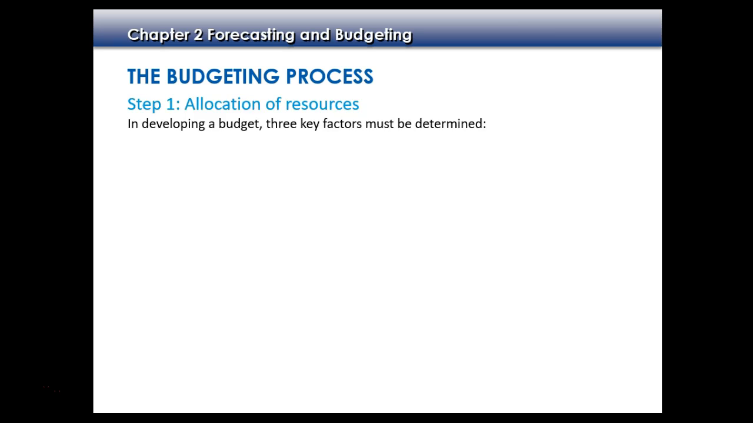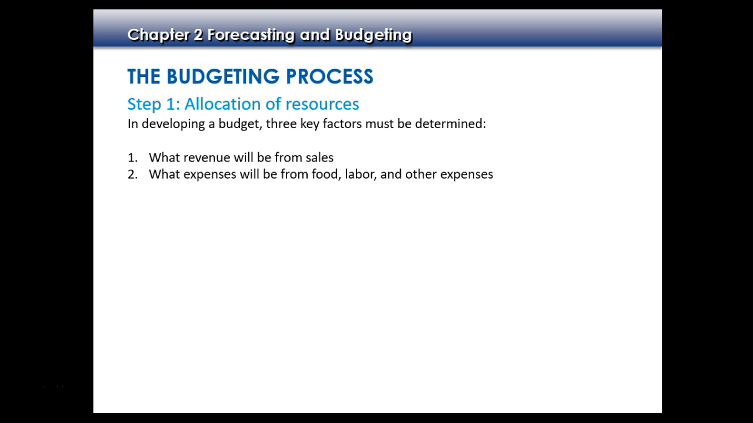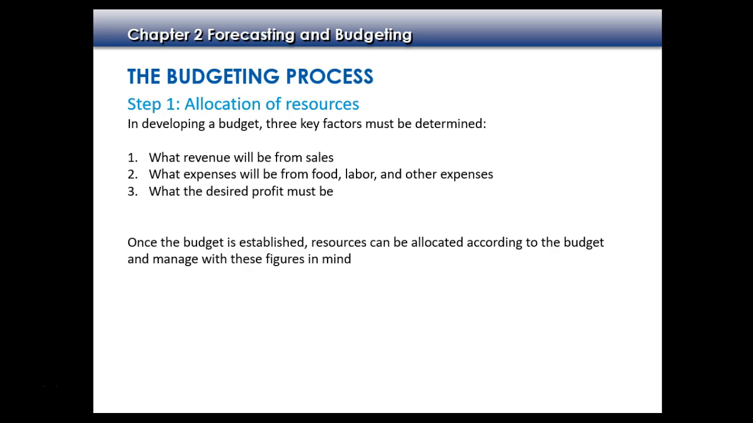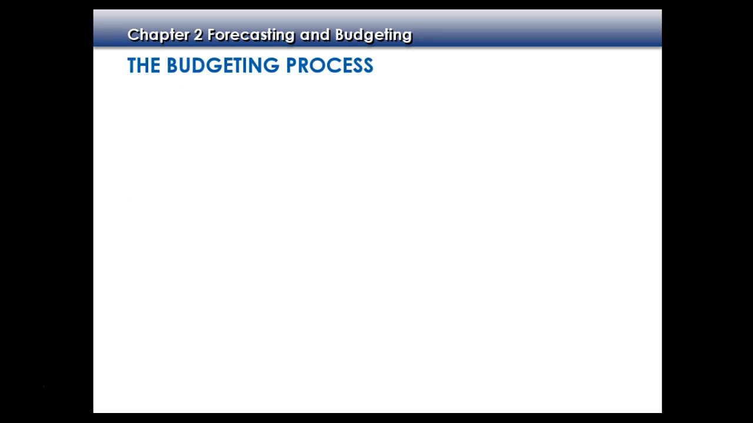So step 1, the allocation of resources. In developing a budget, 3 key factors must be determined: what revenue will be from sales, what expenses will be from food, labor, and other expenses, and what is the desired profit. Once the budget is established, resources can be allocated according to the budget and managed with these figures in mind.